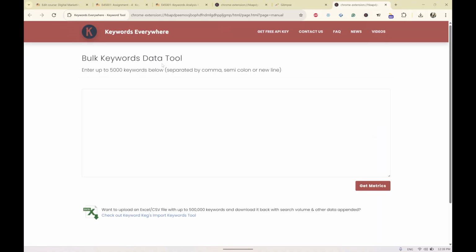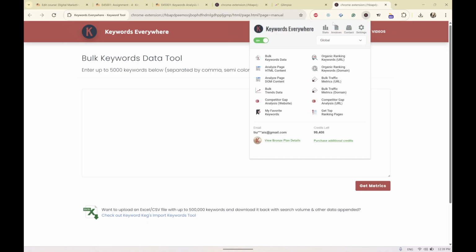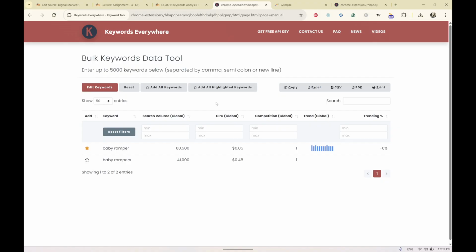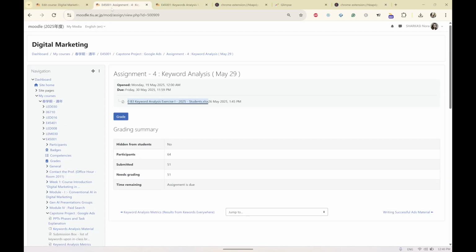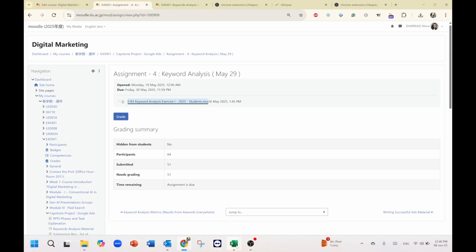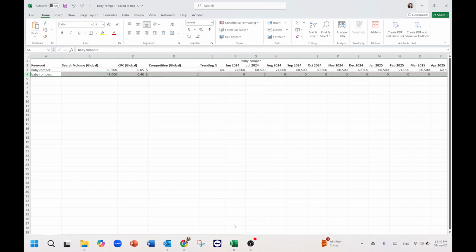So if we're doing the bulk keywords analysis here, they still don't give us any choices if it's on Google search or if it's on Google Shopping. That's not really nice. But what can we do? This is a keyword analysis tool that we can afford for at least academic purposes and also small business kind of purposes.